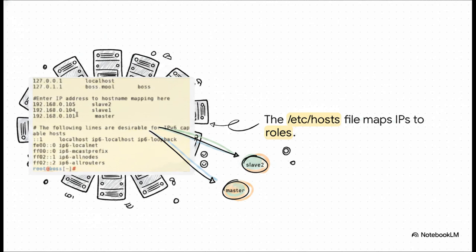If we look under the hood for a second, we can see the exact configuration holding this whole network together. When mapping IP addresses to host names, we see 192.168.0.105 mapped straight to slave 2. Right below it, 104 maps to slave 1, and up top, 101 maps to master. It's literally just a simple block of text. But this simple text is what allows Hadoop nodes to talk to each other using plain names instead of making you memorize complex, raw IP addresses.